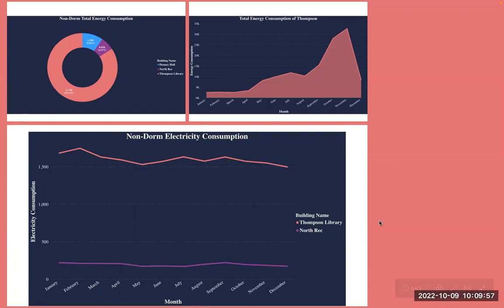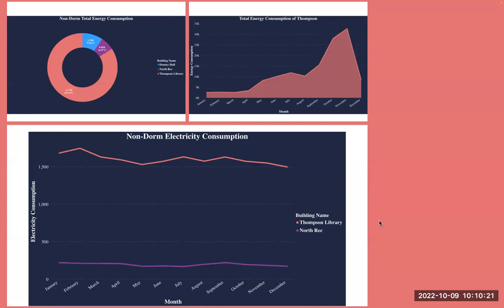Yeah. So kind of to show the difference between the different graphs, in the first graph, we showed total energy consumption between each building. So we chose Denny Hall, North Rec, and Thompson Library. And it kind of shows that Thompson used the most energy, which makes a lot of sense because it is a very big building with a lot of occupants. So in the second graph, we kind of took the total energy from the first graph and just showed Thompson throughout the year to show how energy use increases as the year goes on.